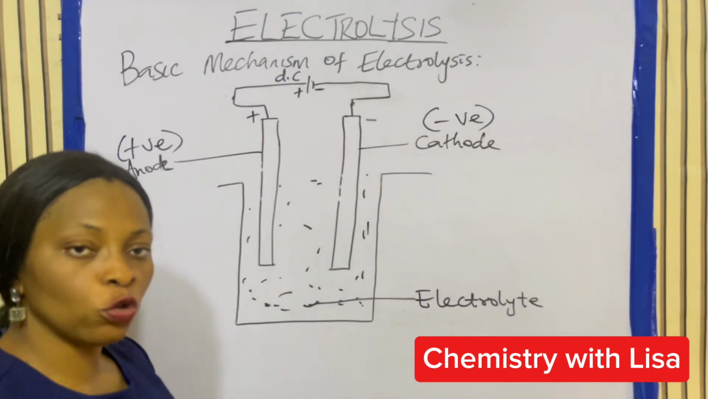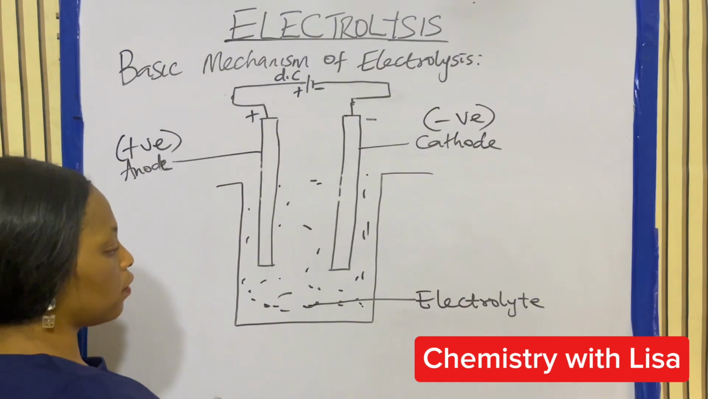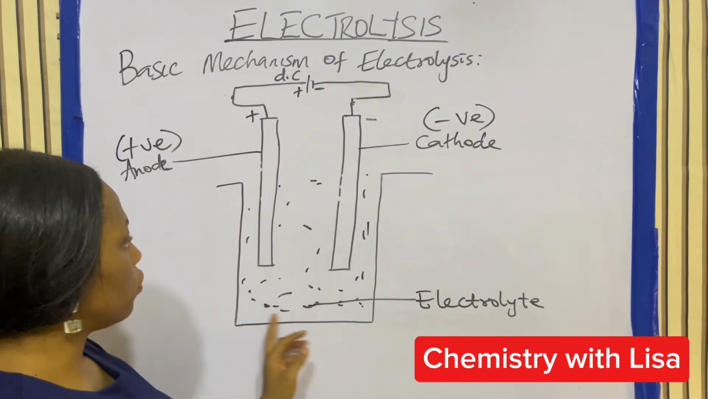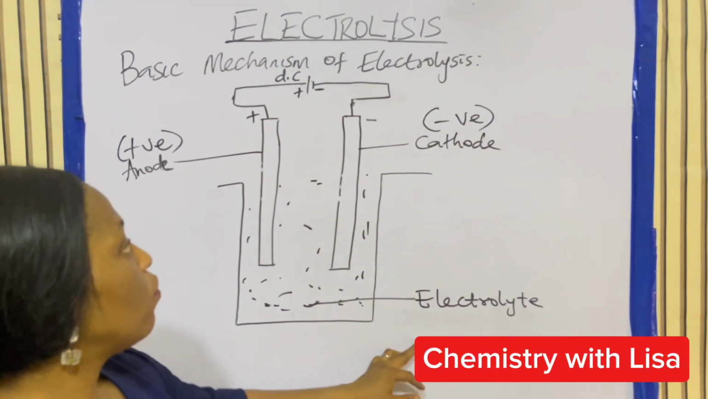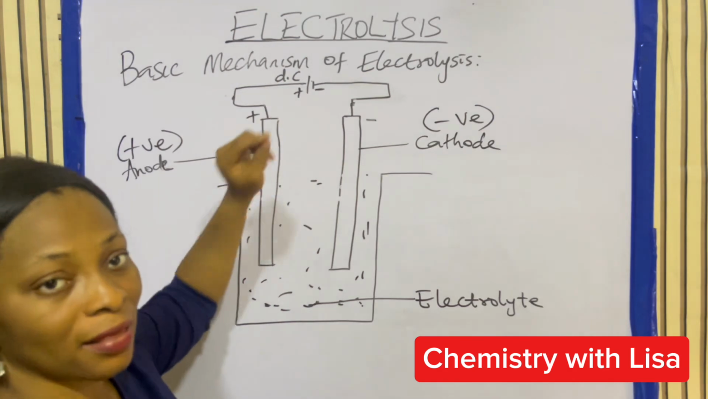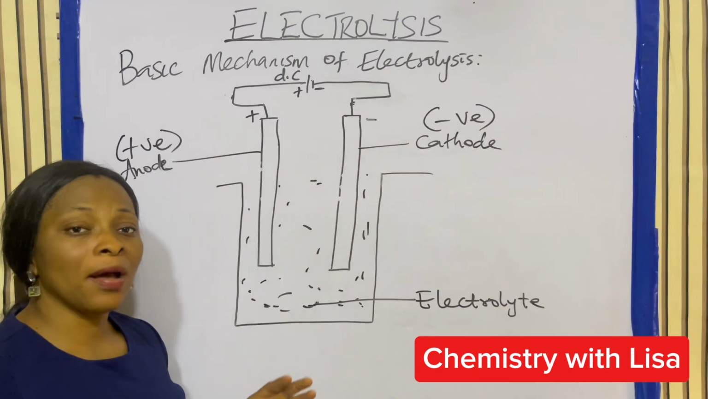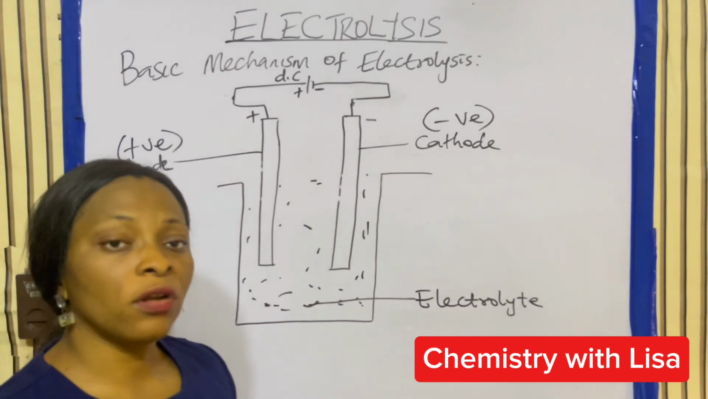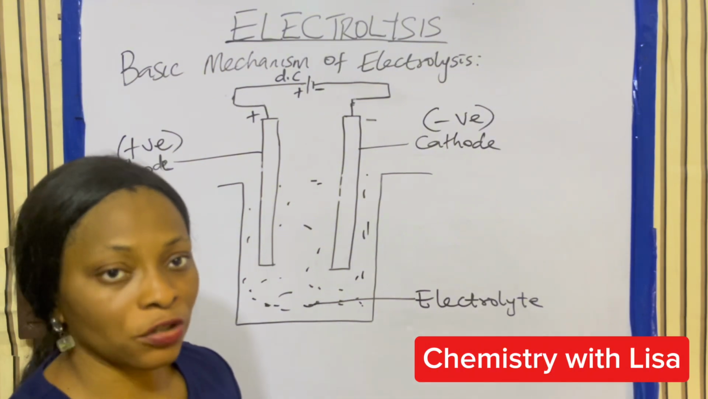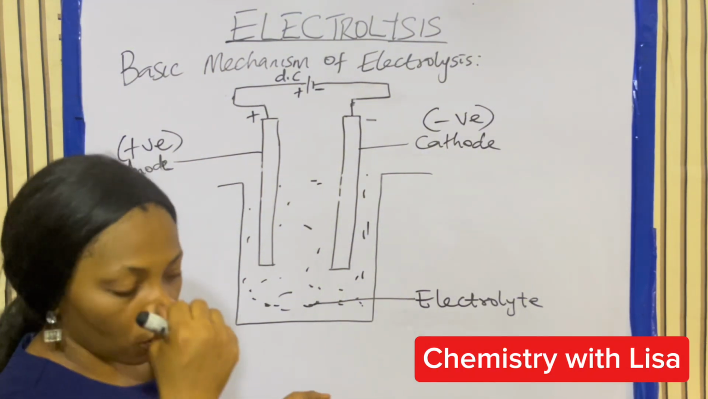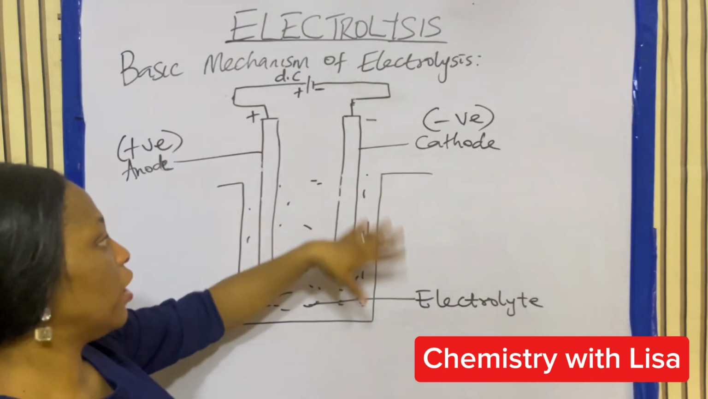And then the solution that is decomposed is what we refer to as the electrolyte. Remember, we said that it is a direct current that is passed in electrolysis. So how does this happen? In a layman's explanation, electrolysis is simply use of electricity to conduct chemical reaction, to split reactions.